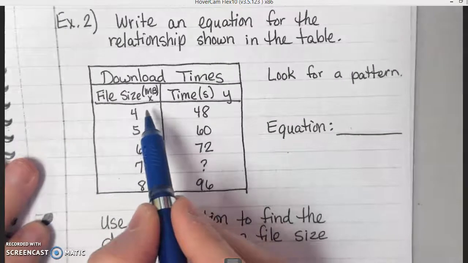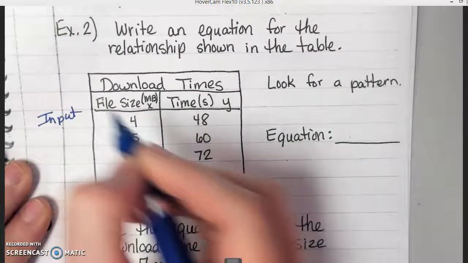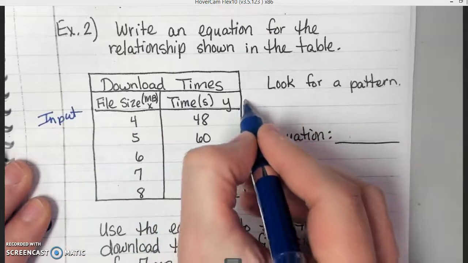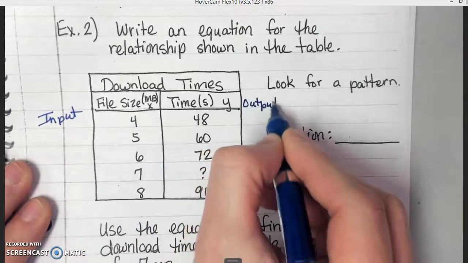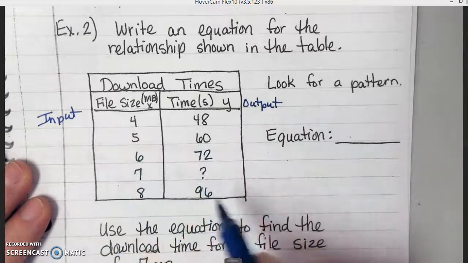Alright, so we need to first off look for a pattern here. So this is my X, right? Which means that's the input. And this is my Y, which means this is my output. What am I having to do to my X each time to make it equal to the Y?